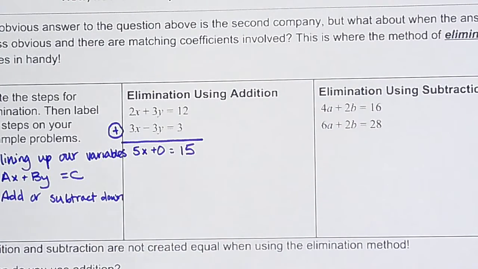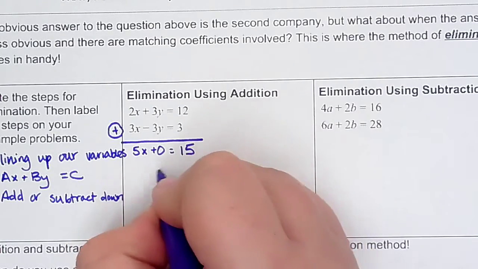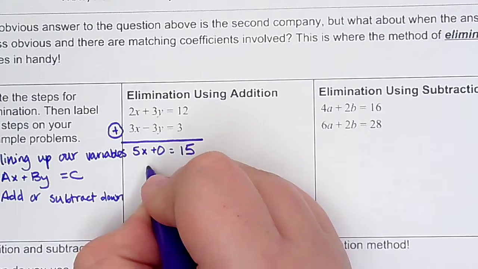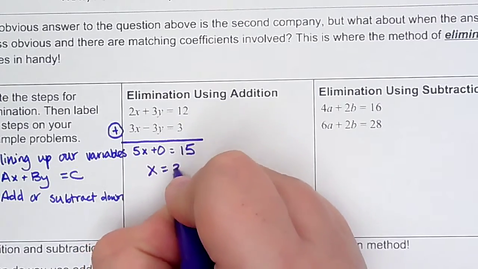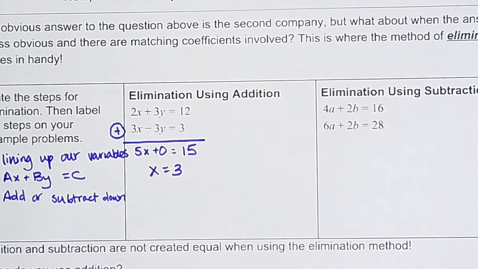Well, this worked out really nicely because now I've got 5x plus 0 equals 15, and I can pretty quickly see that that 0 doesn't change anything. And if I divide both sides by 5, I get x equals 3.